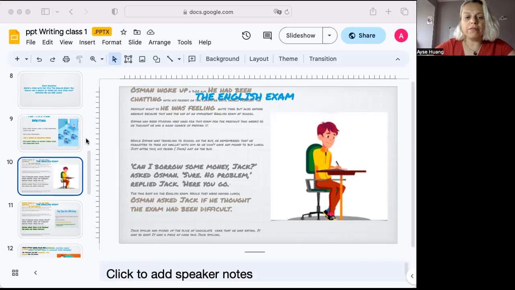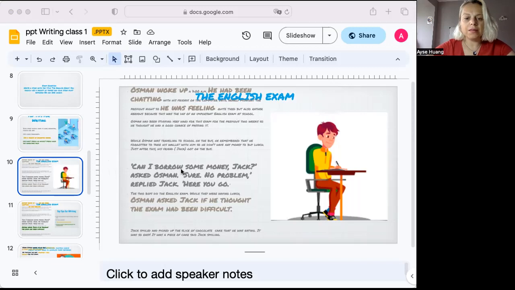While Osman was traveling to school on the bus, he remembered that he had forgotten to take his wallet with him, so he didn't have any money to buy lunch. Just after this, his friend Jack got on the bus. "Can I borrow some money, Jack?" asked Osman. "Sure, no problem," replied Jack. "Here you go."